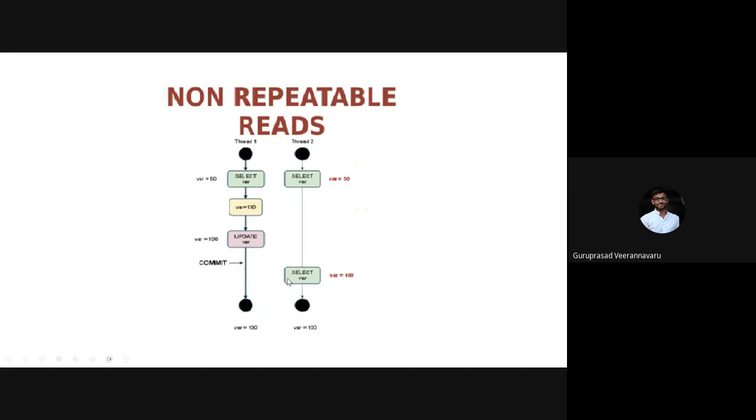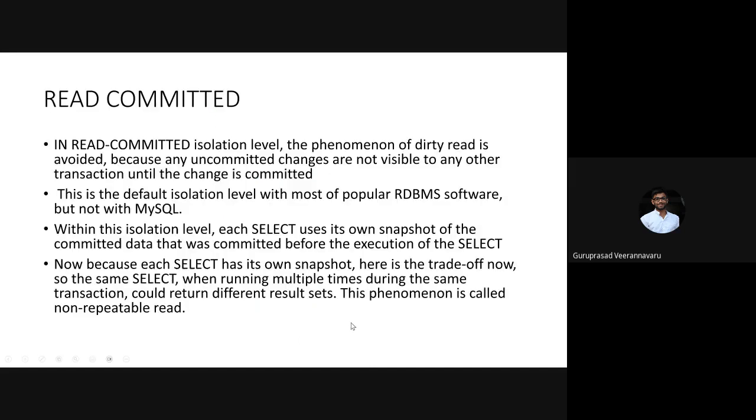So what is happening in non-repeatable reads? Thread 2, in its own context, is not worried about anybody else. When it does the same read two times, the first time it sees 50 and the second time it sees 100, without any changes. This is called a non-repeatable read. So how do we solve this problem? To solve it, we use another isolation level.